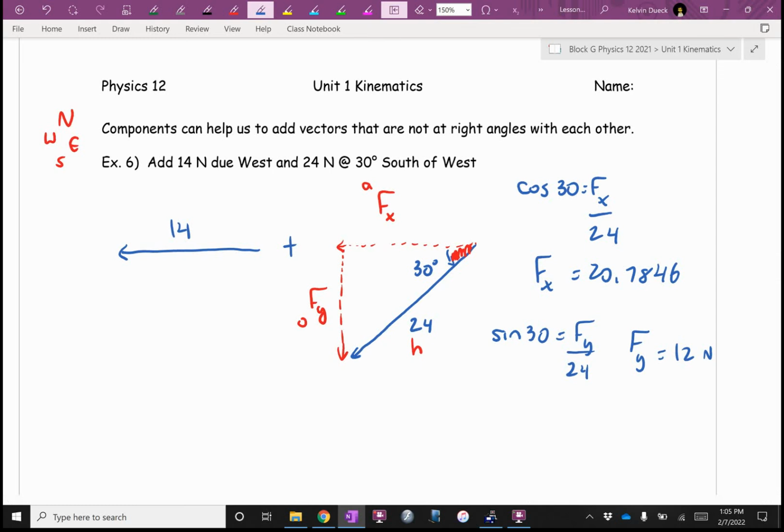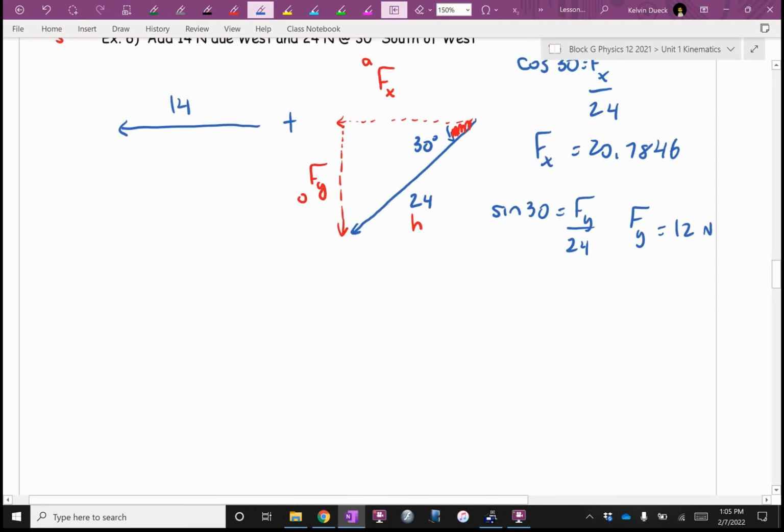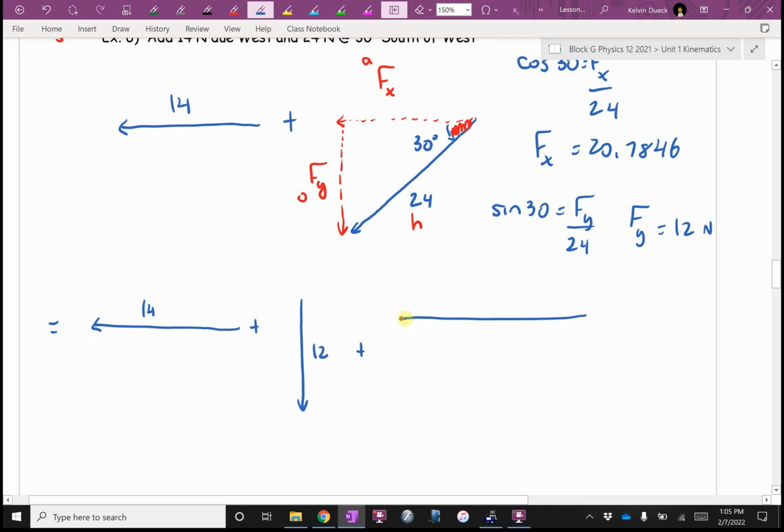See the components? So here's my argument. Underneath this, I'm going to put an equal sign as though this is my next line of thinking. And David, what I'm going to argue is the 14 just drops down like a domino, plus, but instead of drawing that slanty, I'm going to argue that it's made up of a 12 and a 20.7846. I'm going to argue those 3 lines are the original 2 blue lines.